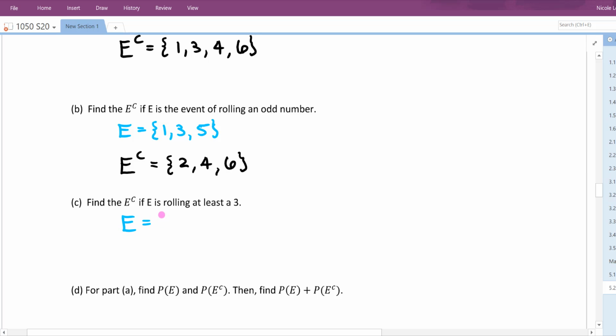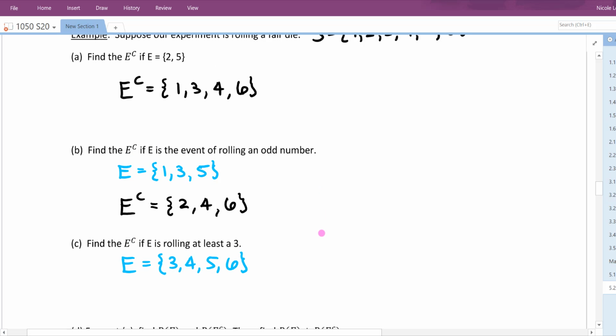Hey, so if E is rolling at least a 3, what at least a 3 means is 3 or more, because the least you could be would be 3. So if the least you could be would be 3, that means you would want to be 3 or more. So whenever you see "at least," that means that number or more. So at least a 3 means 3 or more. So then we would want 3, 4, 5, and 6.